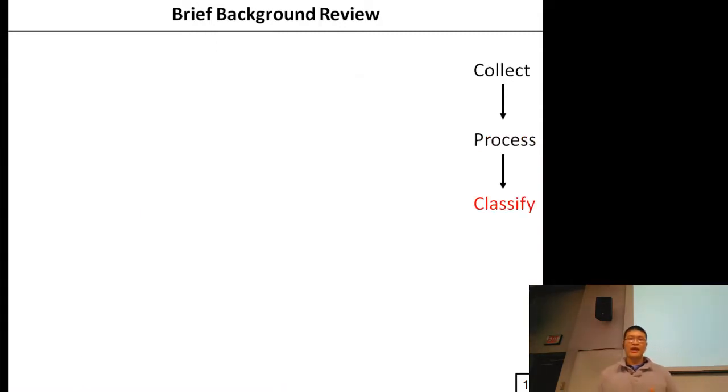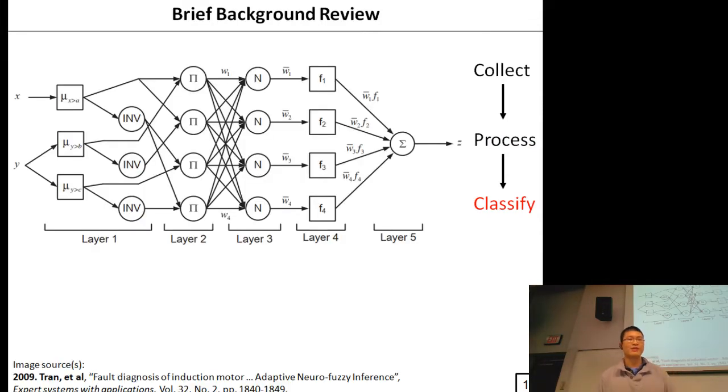Then, a brief overview of the classification is a system like this, the adaptive neurofuzzy inference system. This is a general picture where the fault information that comes from the processing gets fed into the system, and then the output, its job is to indicate whether or not the motor has a fault or is healthy.